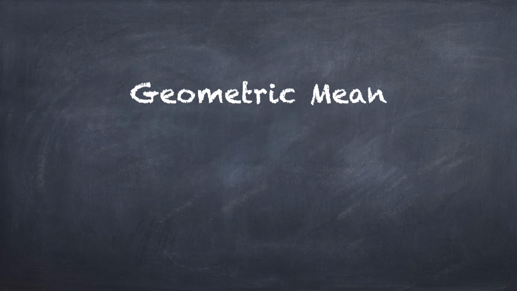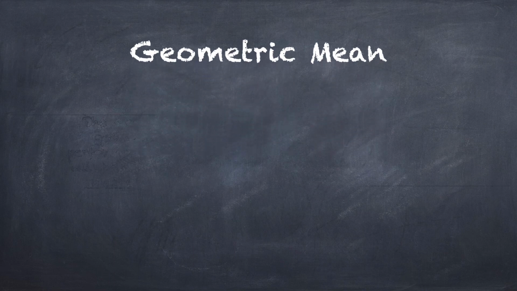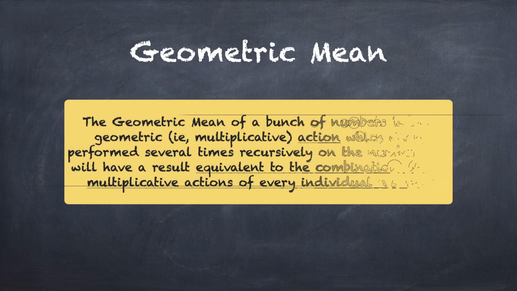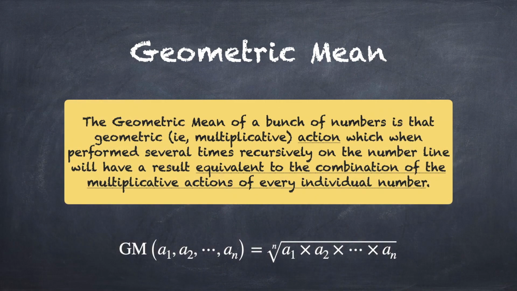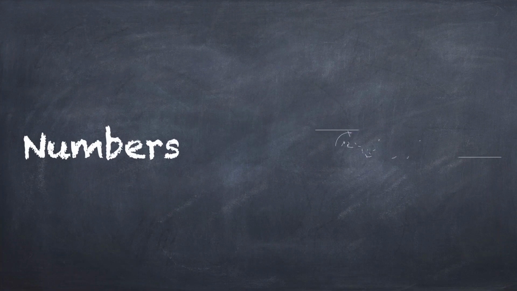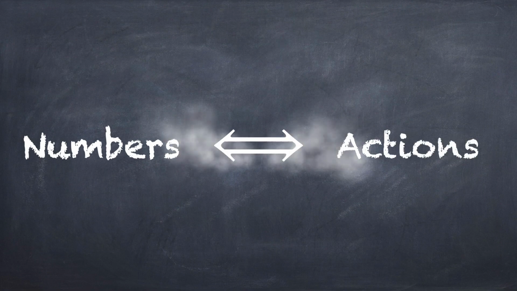We will begin by discussing the so-called geometric mean. Now, the geometric mean of a bunch of numbers is that geometric, i.e. multiplicative action, which when performed several times recursively will have a certain result. Notice how I interchangeably use notions of numbers and notions of actions.